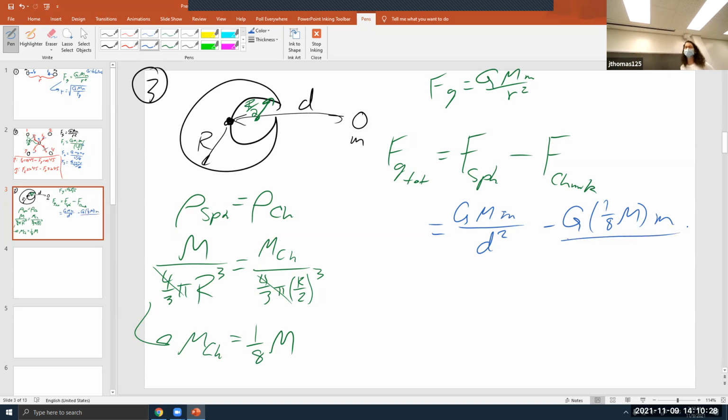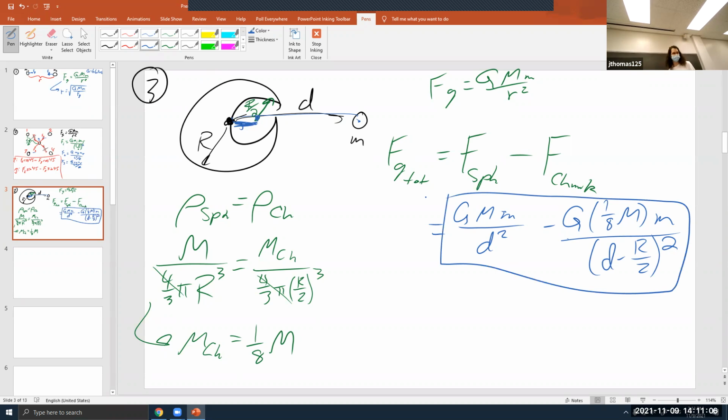And then we have to divide by the distance. We need a center of mass distance from the point mass to the center of the chunk. We know that the whole distance is d, and I know that this little bit is a radius of the chunk, which we know is R/2. So that means that the total distance would be d minus R/2, and that whole thing will be squared. You can factor some stuff out before you plug this into your calculator, but ultimately this is going to be the total force.